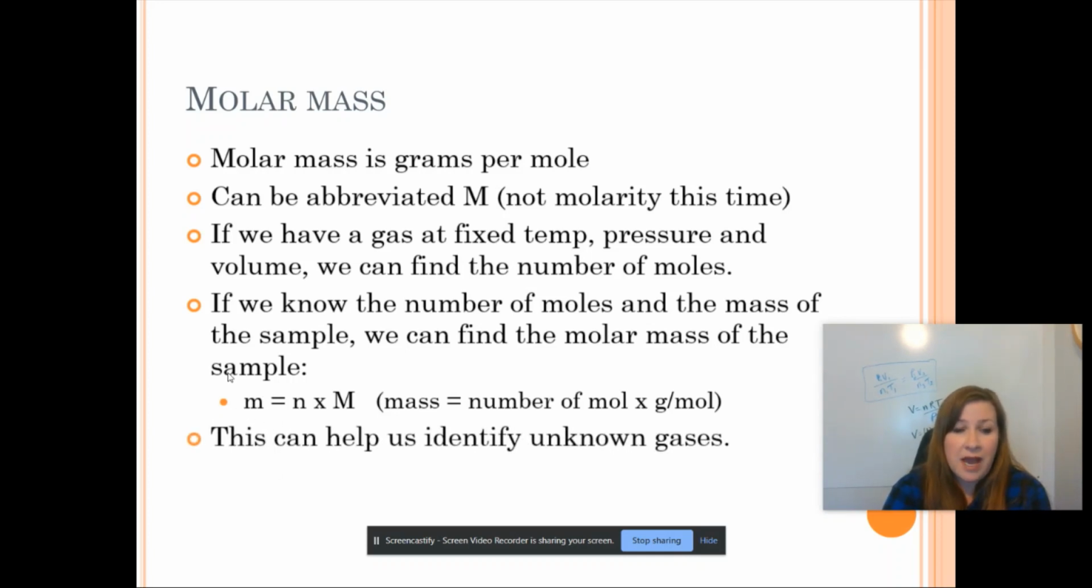So the mass is equal to the number of moles times the grams per mole, right? You can find the mass. And if you can find the molar mass, for example, then you can know what the gas is. Let's say you find that you have a gas that's 32 grams per mole. Which gas is it? Probably oxygen. If it's 28 grams per mole, it's probably nitrogen, N2, right?